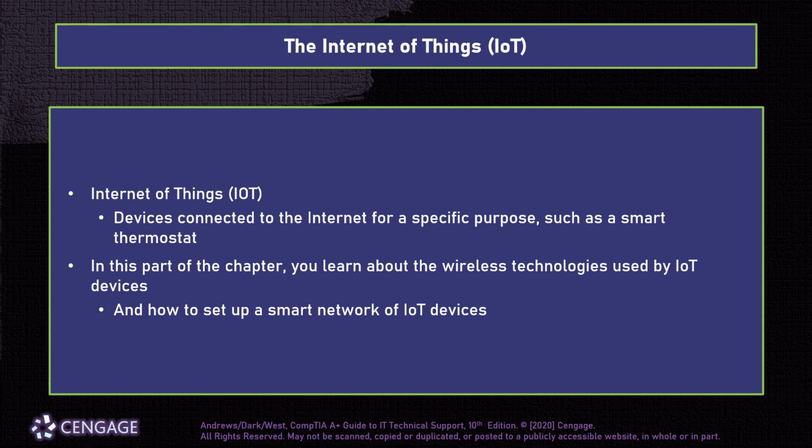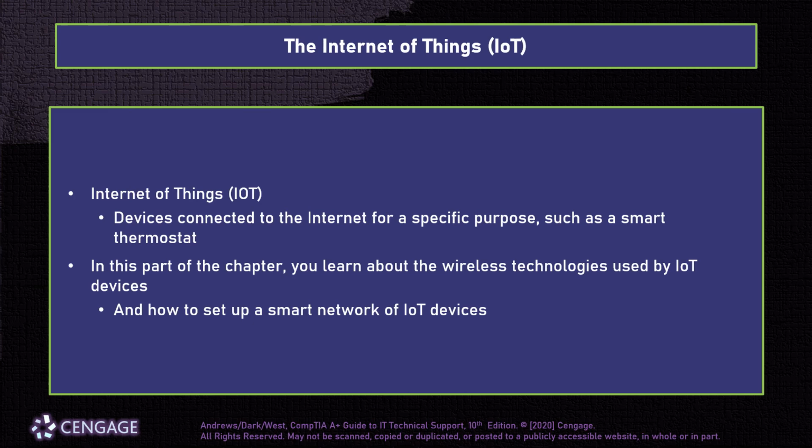Now, let's talk about the IoT, the Internet of Things. These are devices that are connected to the internet for a specific purpose. So we're used to devices that are connected for multiple purposes, things like your smartphone, your tablet, your laptop, your desktop. These are all things that have a lot of different functionality.